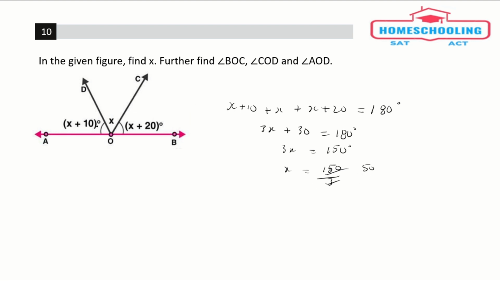So angle DOC is 50 degrees, and angle BOC, this is x plus 20, that is 50 plus 20, 70 degrees. So angle BOC is 70 degrees, and angle AOD is x plus 10, so 50 plus 10, that would be 60. So this angle would be 60 degrees. Now let's move to the next question.